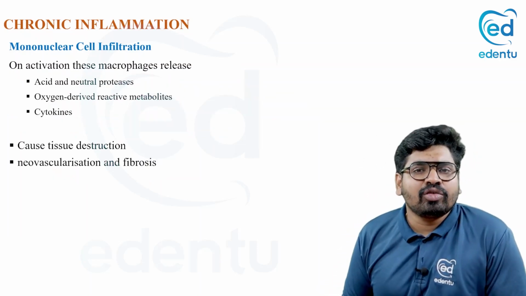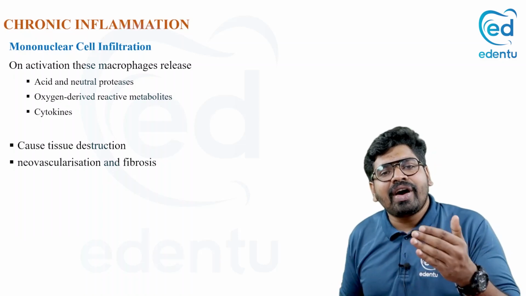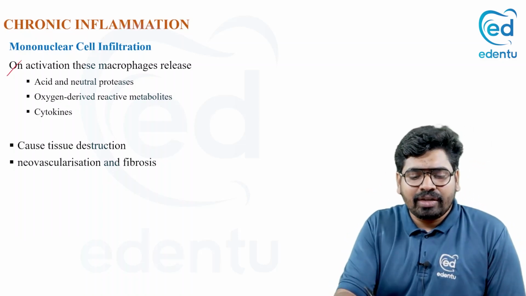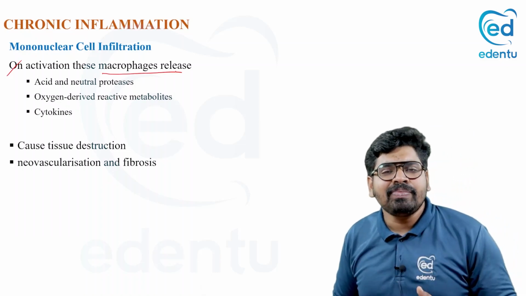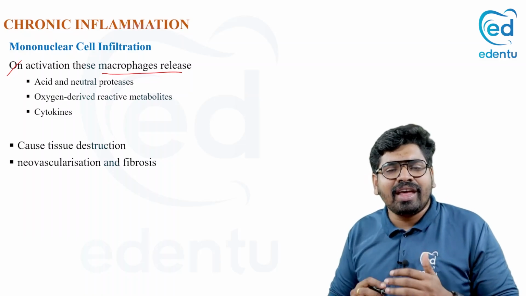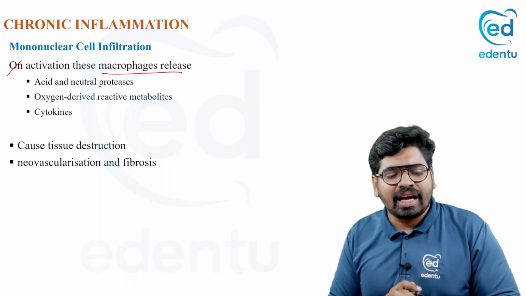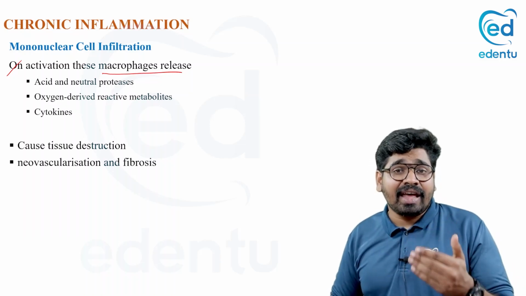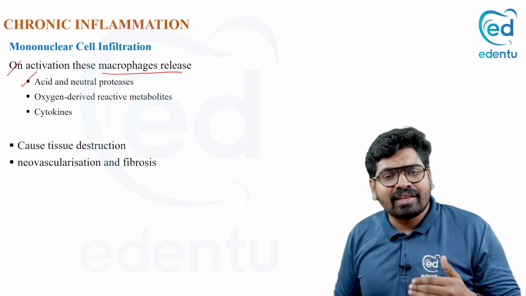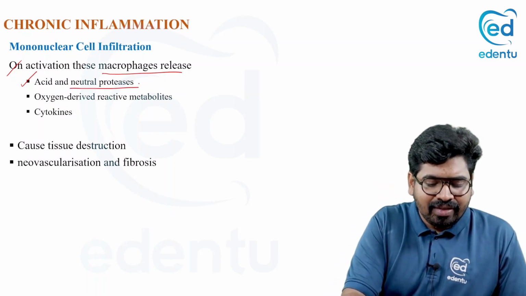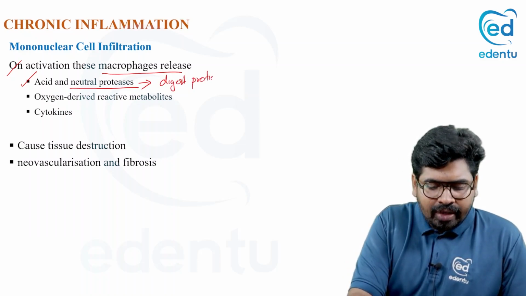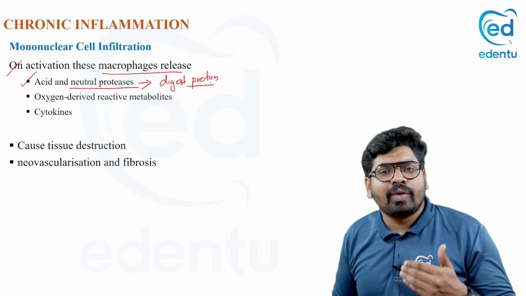So what is the function of these tissue macrophages? I have told you that these macrophages get activated by the bacterial cytokines or bacterial endotoxins. Now once they are activated, they release some proteases. They release acid as well as neutral proteases. What is the function of these proteases? They digest proteins. Okay, they destroy the proteins, mainly your collagen.